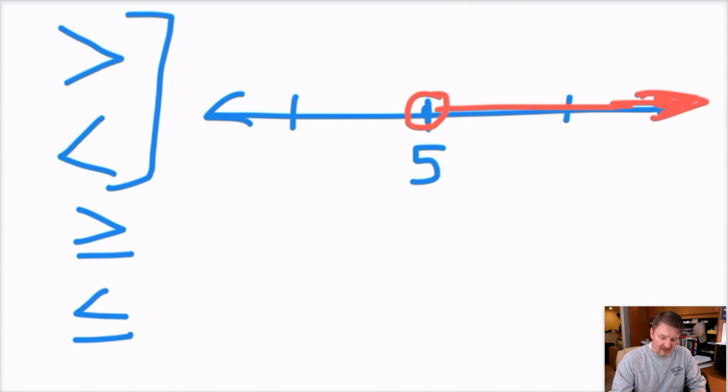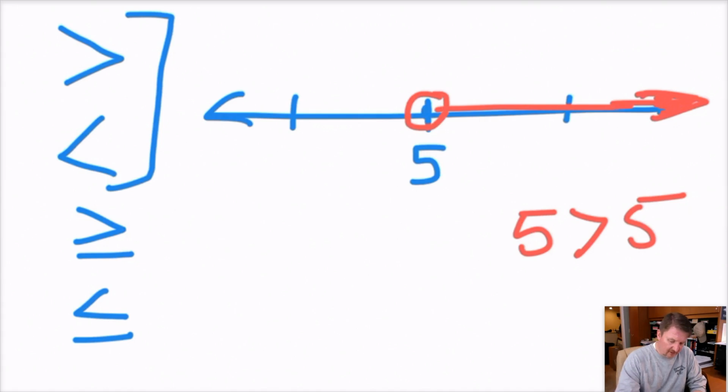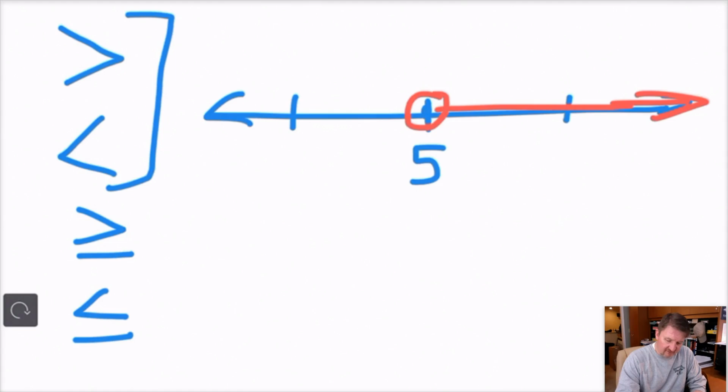So if I said 5 is greater than 5, that wouldn't be a true statement. Okay, so 6 would be greater than 5, 7 would be greater, but 5 isn't. 5 is equal to 5. So since we don't have that equal part on that, we aren't going to get 5 as a solution. Okay, so let's look at another example here.